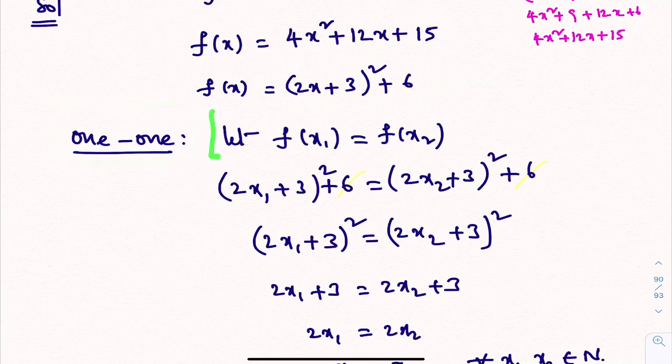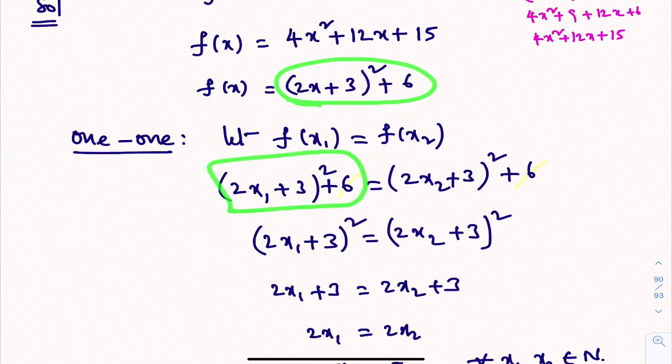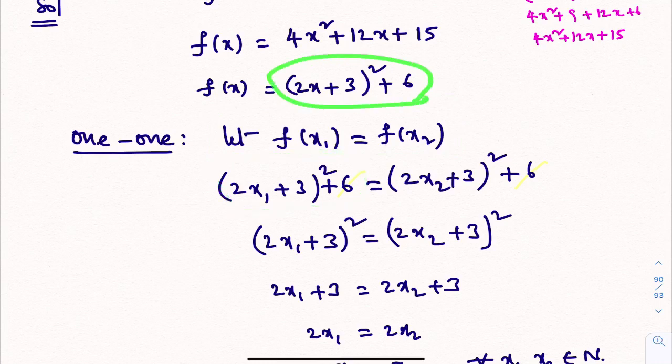What is a one-one function? First you take f of x1 equal to f of x2. What is f of x1 in this expression? In place of x you write x1. Okay. What is f of x2 in this expression? In place of x you write x2. Now you see, plus 6 will get cancelled. (2x1 plus 3) whole square equal to (2x2 plus 3) whole square.